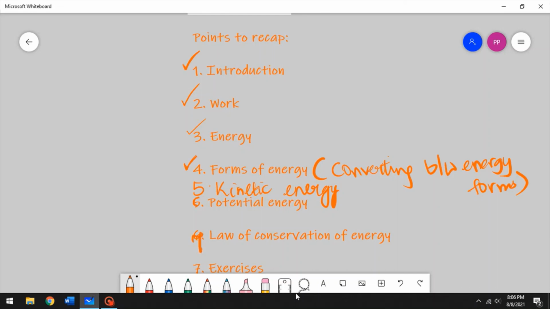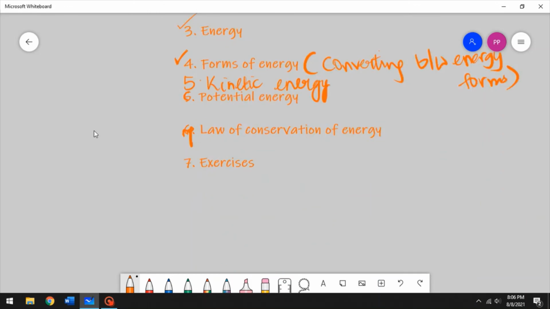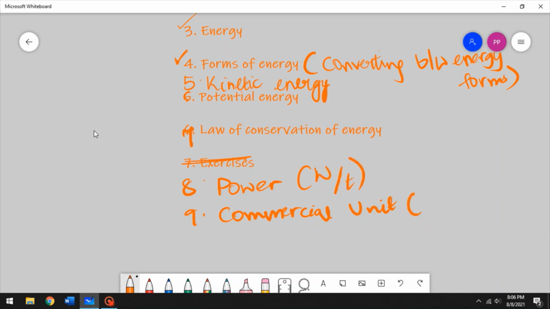And then we talked about power and the commercial unit of power. So power is the rate at which work is done. It measures the speed of the work being done. So that's work done per unit time, and the commercial unit of power is kilowatt hour, with the W being an uppercase letter.